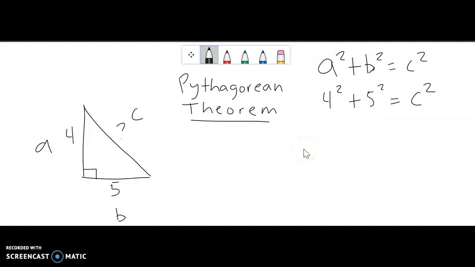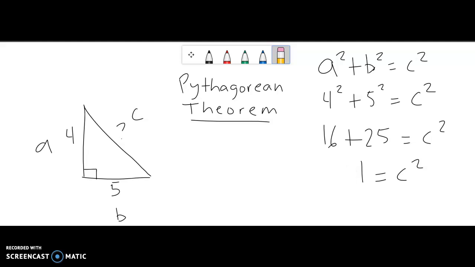So let's go ahead and calculate things that we actually have in front of us. 4 squared is 4 times 4, that's 16. 5 squared is 5 times 5, that's 25. So I got 16 for 4 squared, 25 for 5 squared. If you add them together, this would be done on a calculator, you get 41. So we have 41 there.